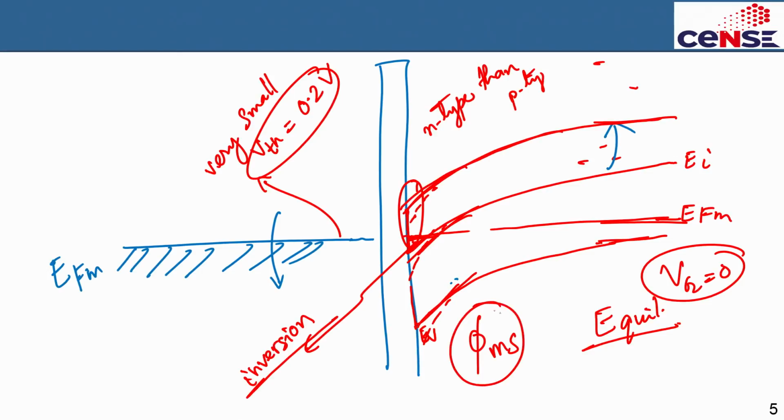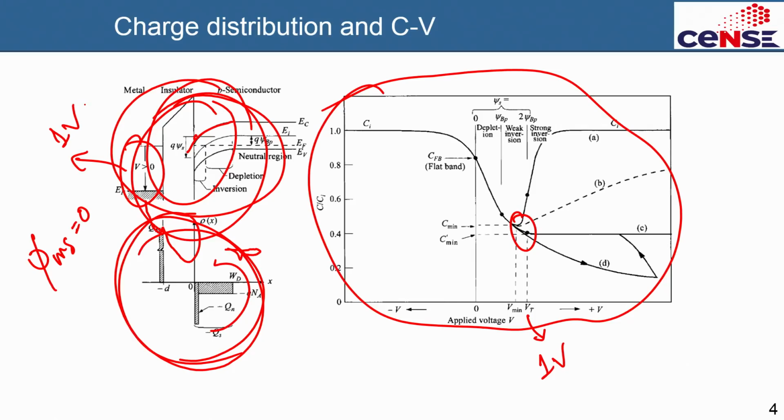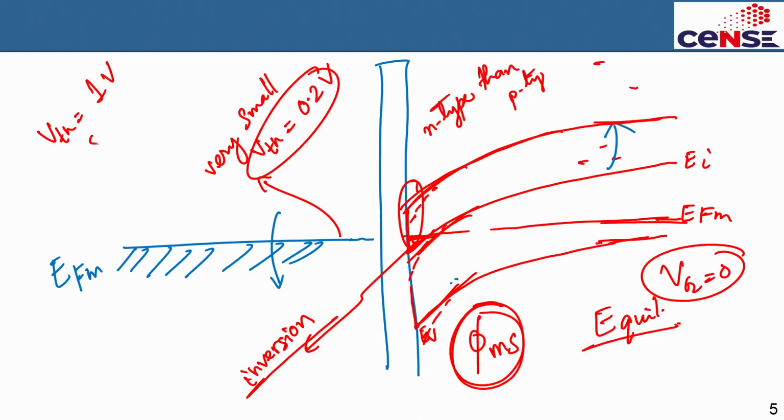So in other words, whatever your threshold voltage was before, which is suppose 1 volt, will now become smaller by this quantity of phi ms. Because of this phi ms, your bands are already bent, so you have to apply a smaller voltage on the gate to get strong inversion.